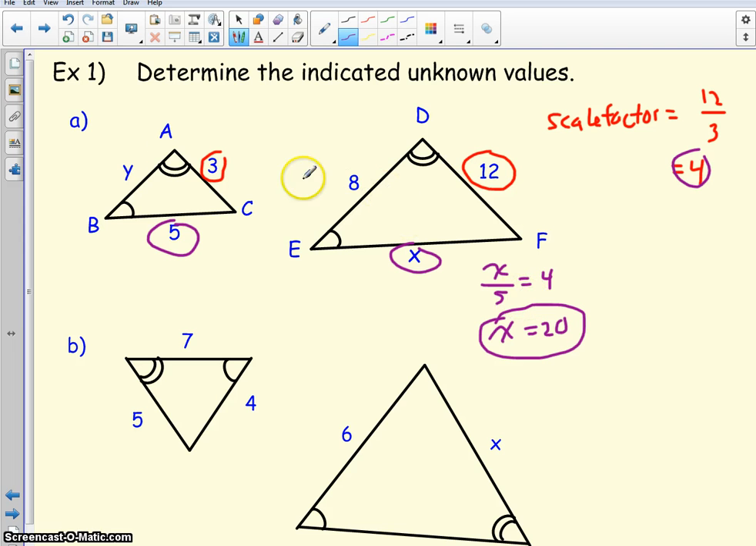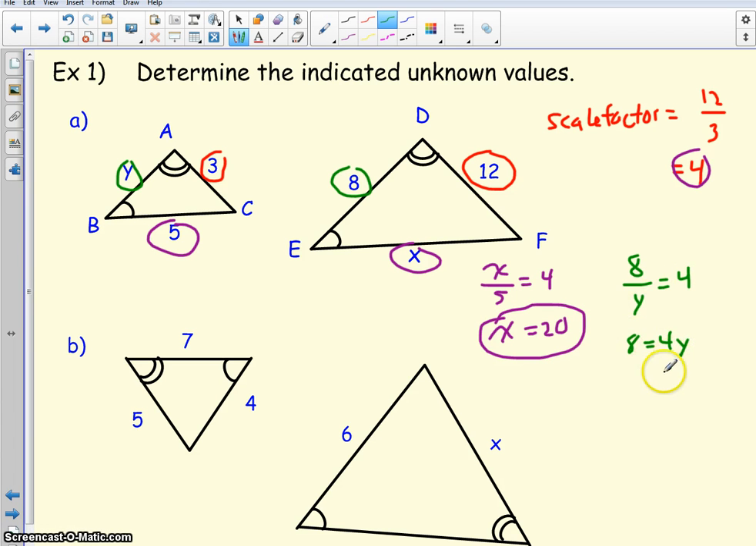Similarly, we can do the same thing for the last set of corresponding sides, 8 and y. So 8 over y, again larger over smaller, is equal to 4. This one might look a little trickier to solve because the unknown is in the denominator, but you can always get rid of that by multiplying both sides of the equation by y.